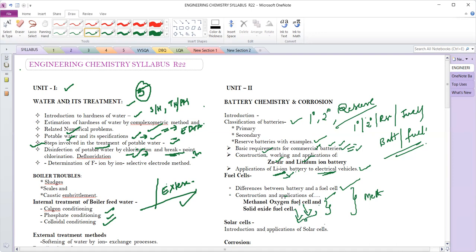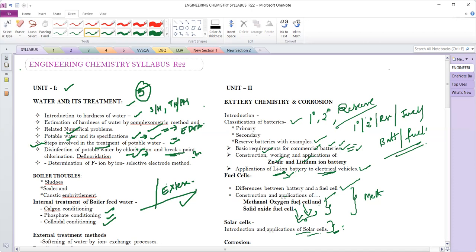Clear. Next one, coming to solar cells and their applications. Solar cells and their applications are also very important. This is a very small topic, but a considerable one, right? So we will discuss that as well.